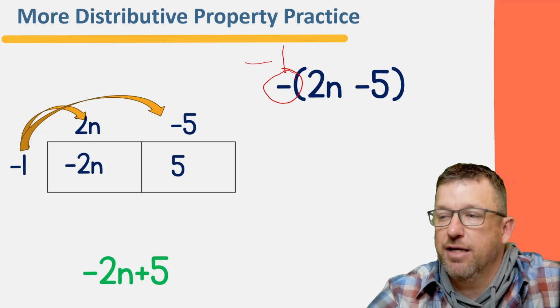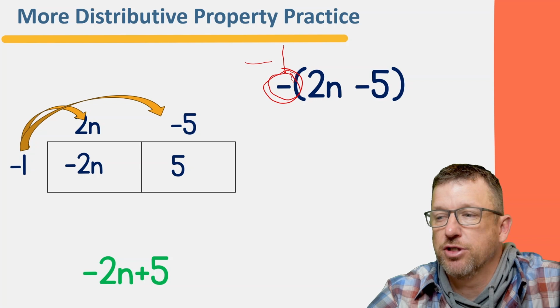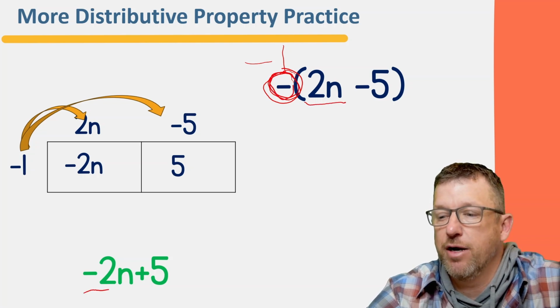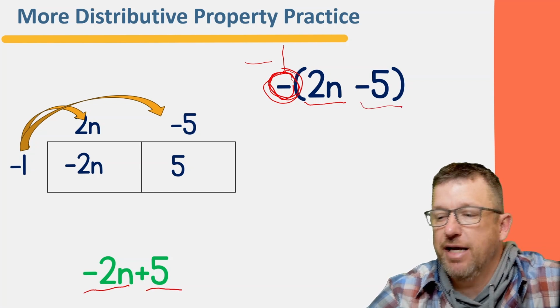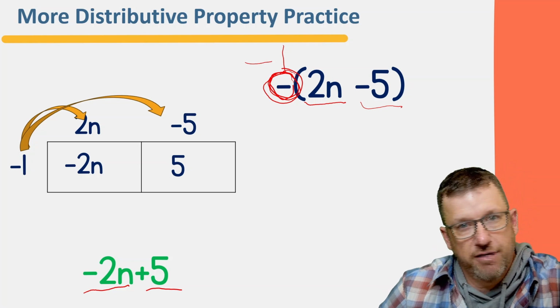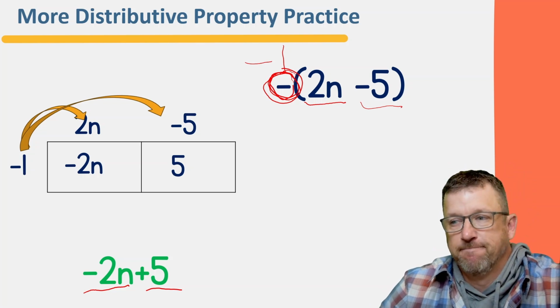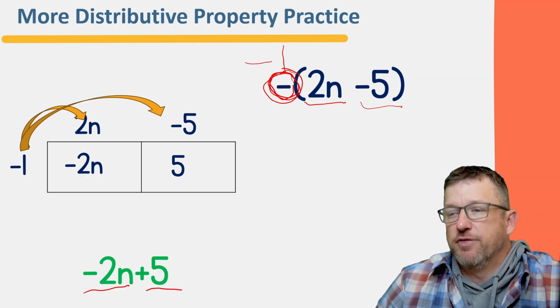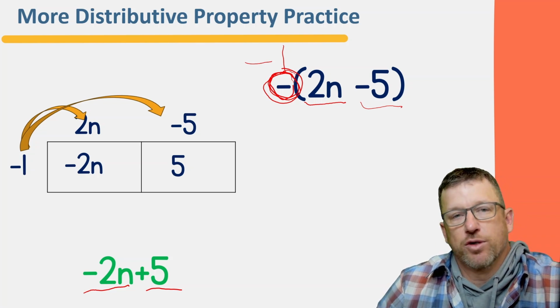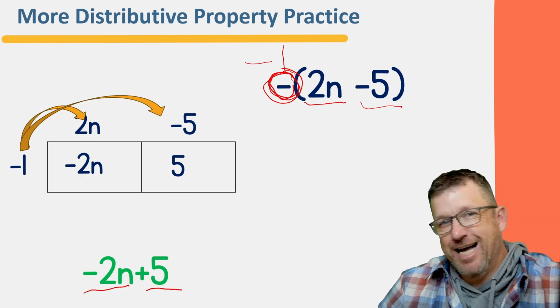Now, remember when I said if you have the negative sign right in front of it, it also just means the opposite of? So this was positive 2n. Now we are negative 2n. This was negative 5, and now we are positive 5. That negative sign is just flipping the values of everything inside the parentheses, flipping it to its opposite. So if you see the negative, it's like multiplying by negative 1 or saying the opposite of everything inside.